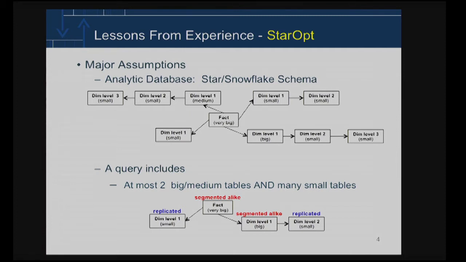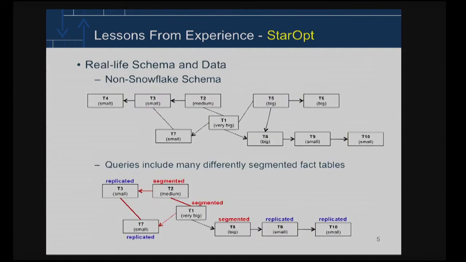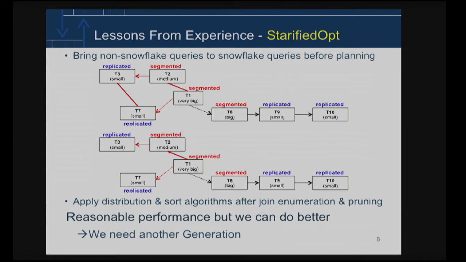In the first generation, there were 2 major assumptions. The first one is that the analytic schema would be a star or snowflake schema, and that the queries would include at most 2 very big tables whose data needs to be segmented, and many small tables. But in reality, our customers' schemas are not snowflakes, and their queries include many big tables that need to be segmented. So that's why we came up with a second generation.